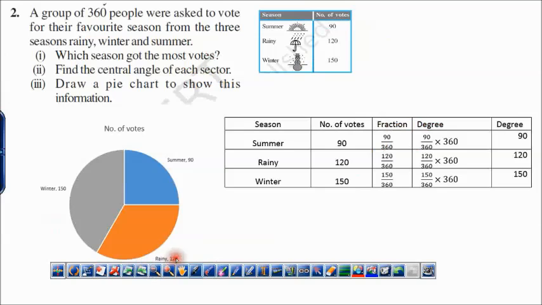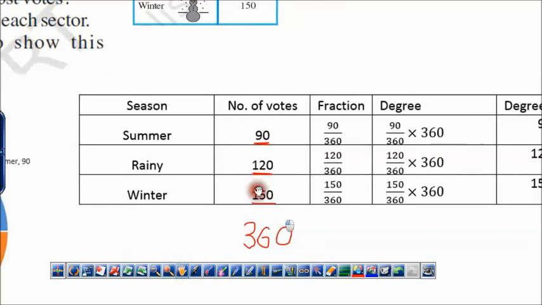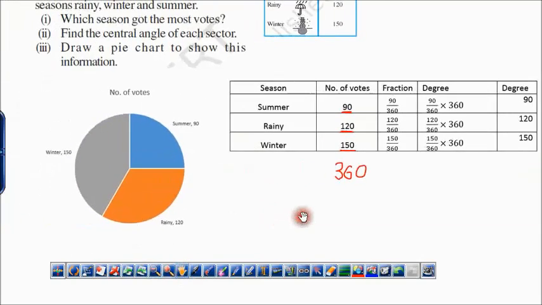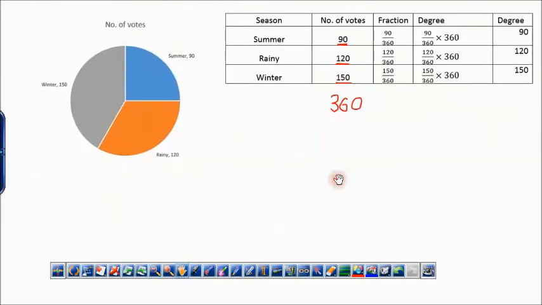Question number 2. 360 people were asked to vote their favorite season. 360 लोगों में से 90 people like summer, 120 people like rainy season, 150 like winter. Total 360. Step 1. Convert the number into fraction. Step 2. Fraction converted to degree. And degree is 90, 120, 150. You know how to draw the pie chart. Draw the pie chart. Name correctly. Check the answer from here. That's all.